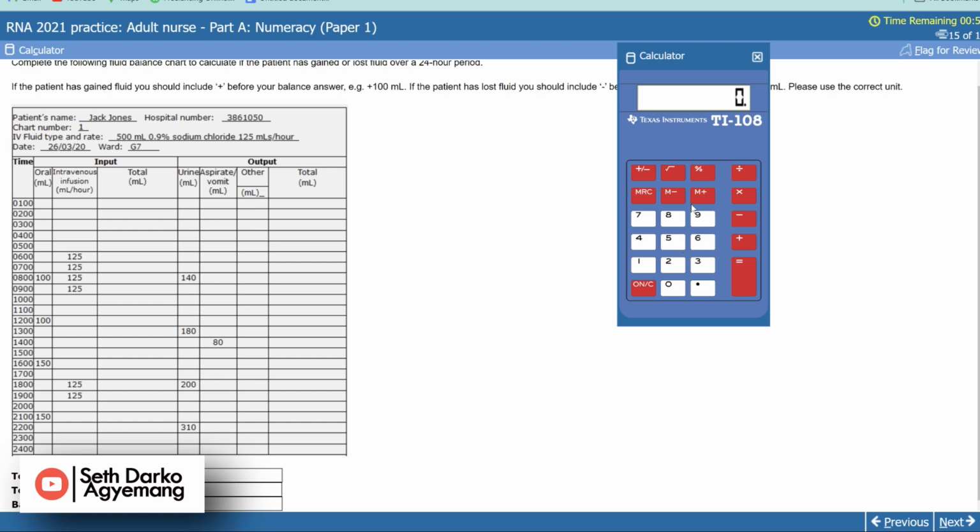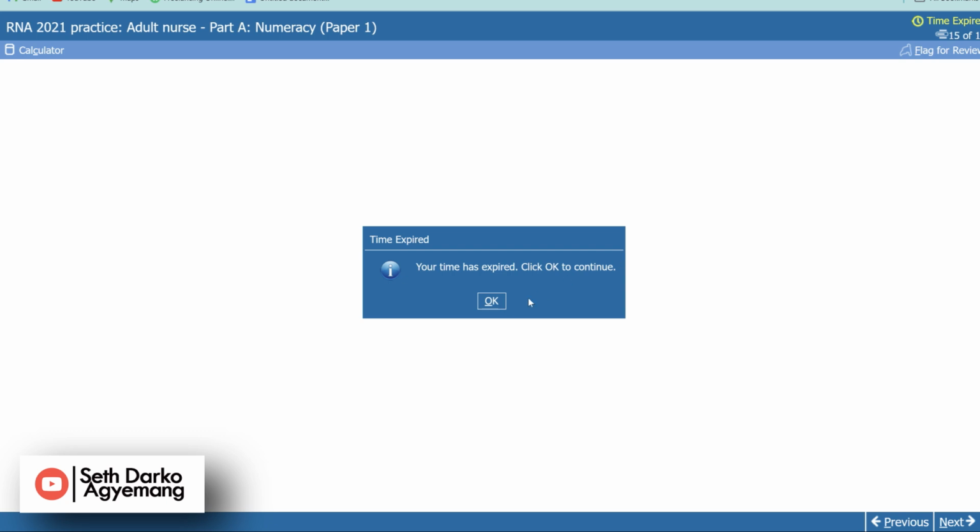So let me just clear the board. You've got 53 seconds. 140 plus 180 plus 80 plus 200 plus 310. I'm rushing to do this. So now you're going to subtract 1250. Oh, what was the answer? I didn't write it down. Minus 900. I don't know. So I'll say 350. Is it 350? I'm not too sure. No, this is a positive. No, so you see that it's gone.